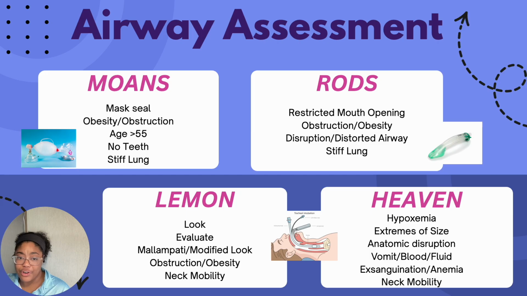Next, we have exsanguination or anemia. If the patient is suffering from significant blood loss or anemia, this can lead to faster desaturation during the intubation process. So having an idea of that going into your intubation attempt can set the stage and let you know what you're working with, and allow you to plan for it going forward.